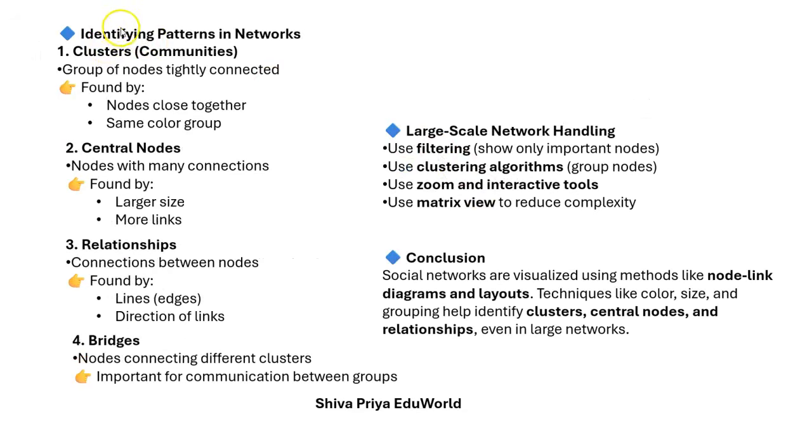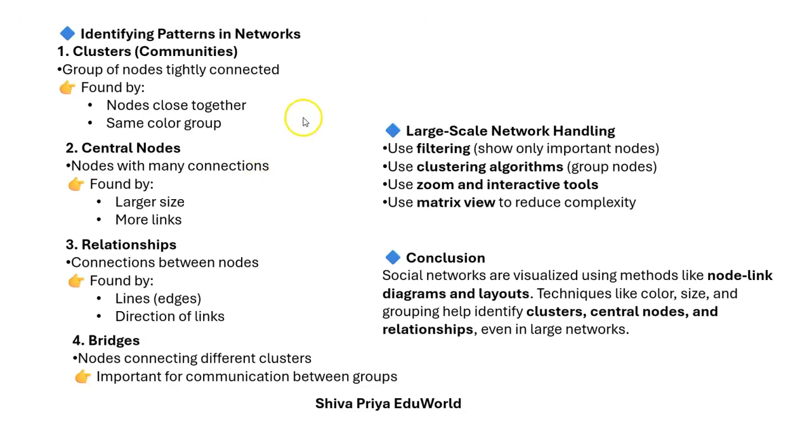Here, identifying patterns in networks. We have again 4 methods here: clusters, central nodes, relationships and bridges. Cluster means communities, as I already told you, a group of nodes tightly connected together. They have interest in similar topics. It is found by nodes close together and in the same color group. Clear?